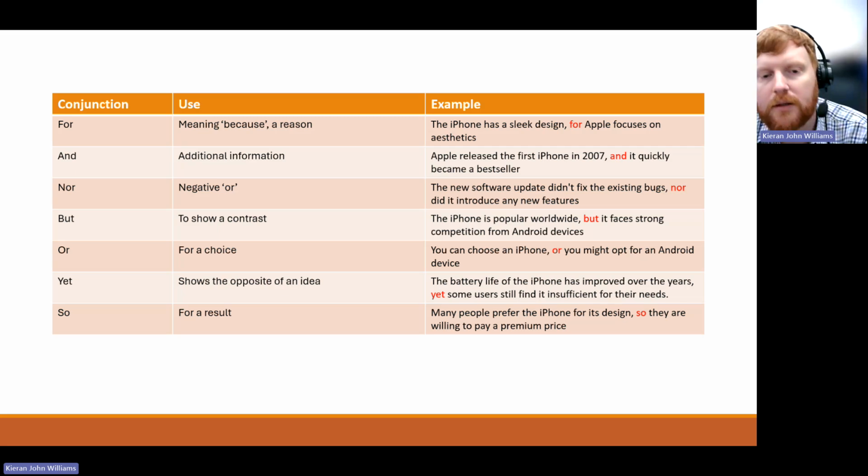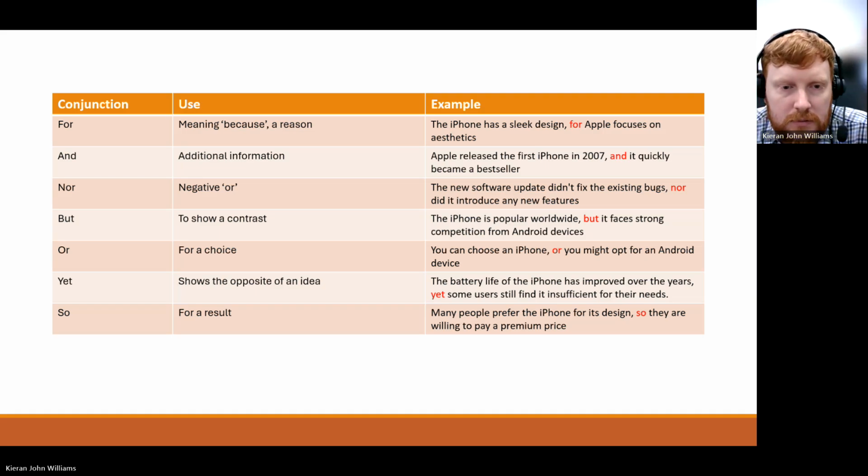Now the next one you will definitely know. Okay. You use and when you want to give additional information. So Apple released the first iPhone in 2007. You want to give more information, and it quickly became a bestseller. Easy peasy. Okay, now the next one we have here is nor. Okay, so nor is like or, but it is when both of the things are negative. Okay, the new software update didn't, so negative, fix the existing bugs, nor did it introduce any new features. So no new features. That's a negative as well.